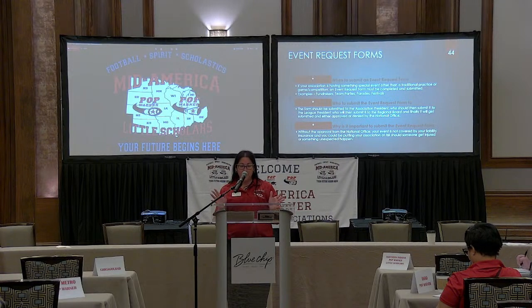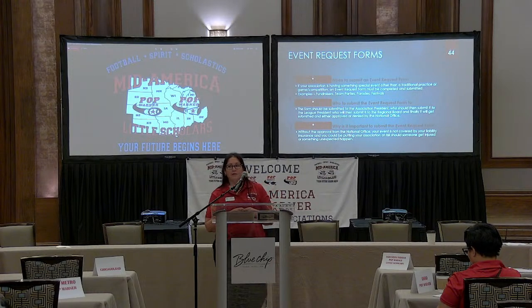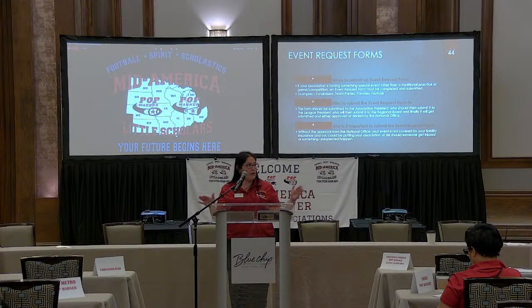Who do you submit it to? The form should be submitted to the association president, who will then submit it to the league president, who will then submit it to the regional board, who will forward it to the national office. And then you will get an approval or a denial, okay? If you do not get an approval back, it's not approved. So make sure you have it, okay? Why is it important? It's a huge liability. That's the biggest reason. If you don't fill out an event request form, your insurance is not going to cover it if it's not a traditional, normal thing that happens during the season.